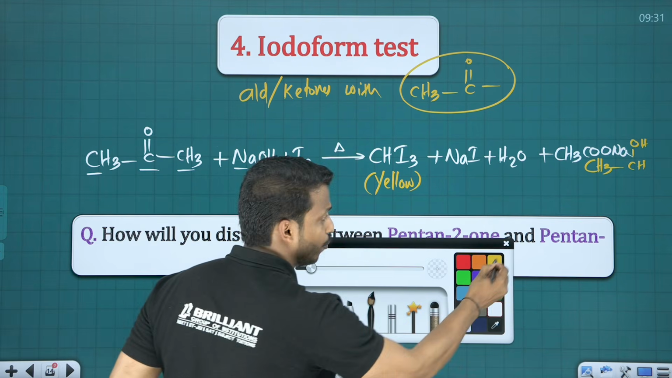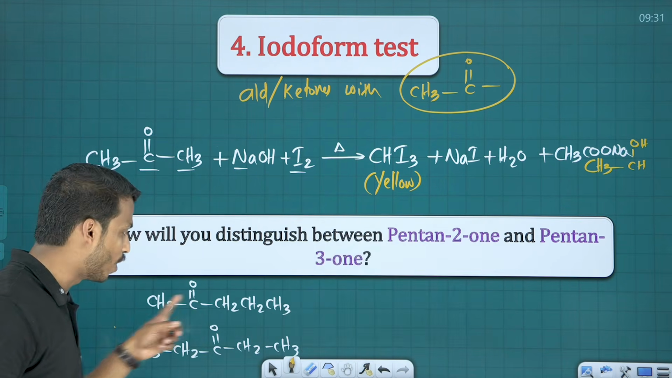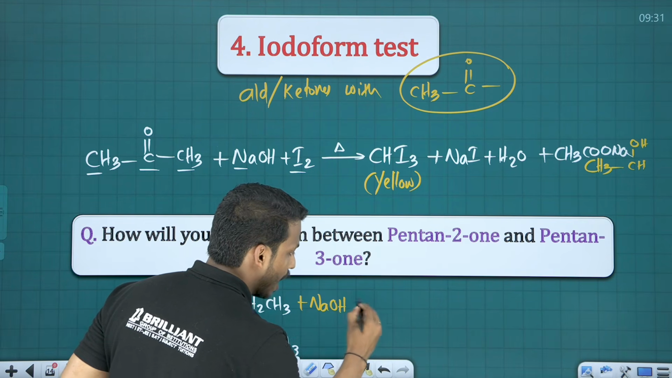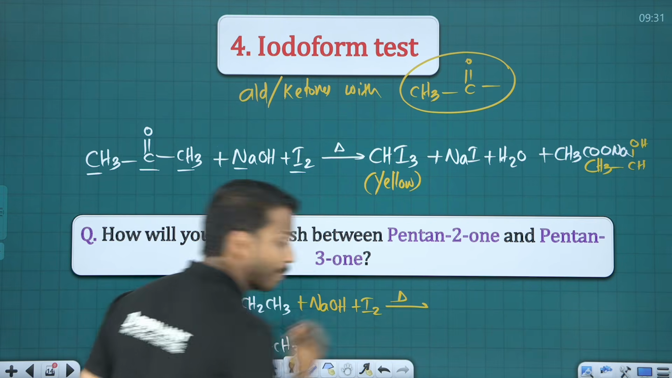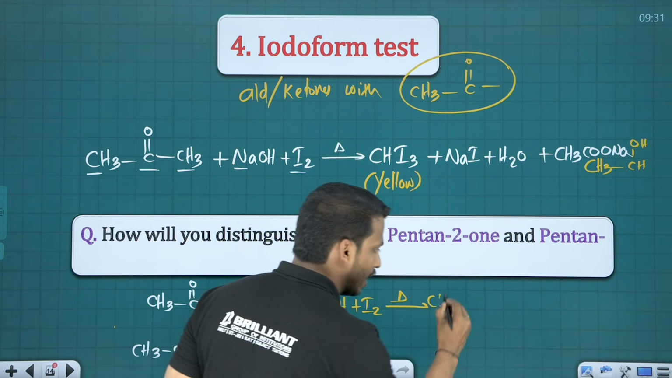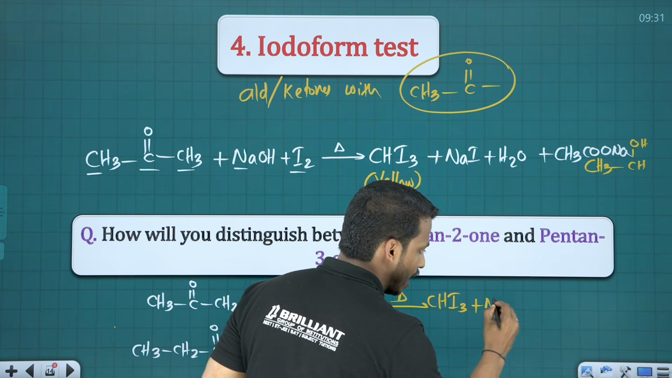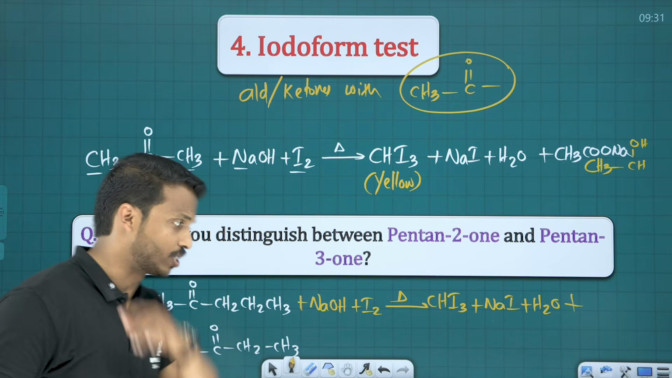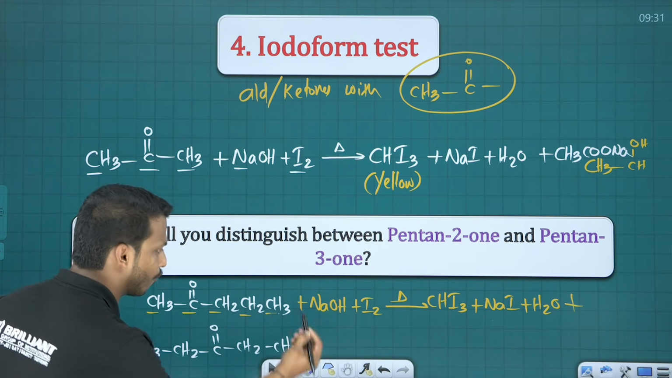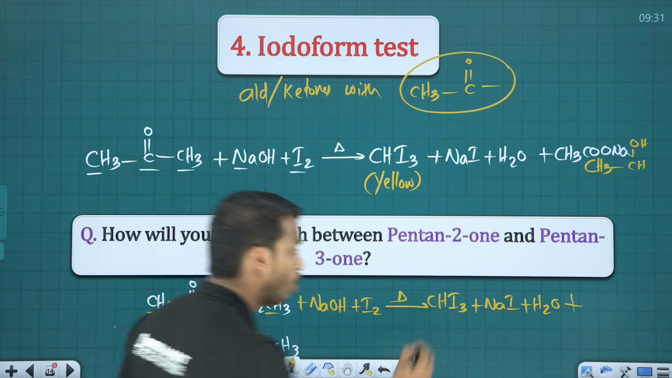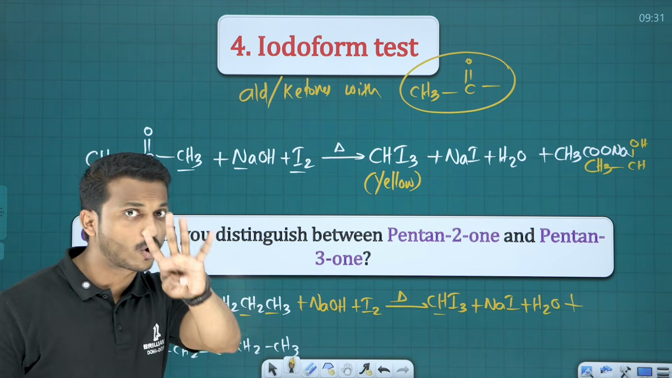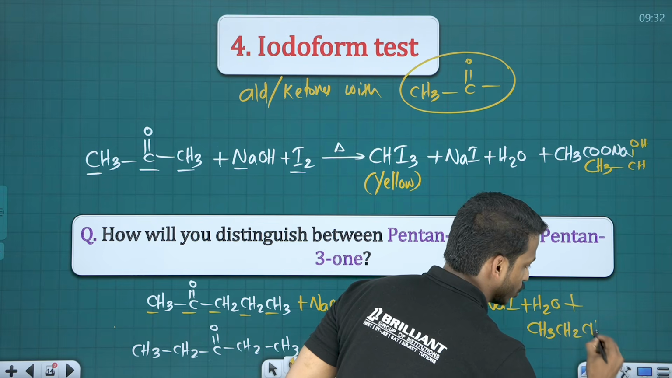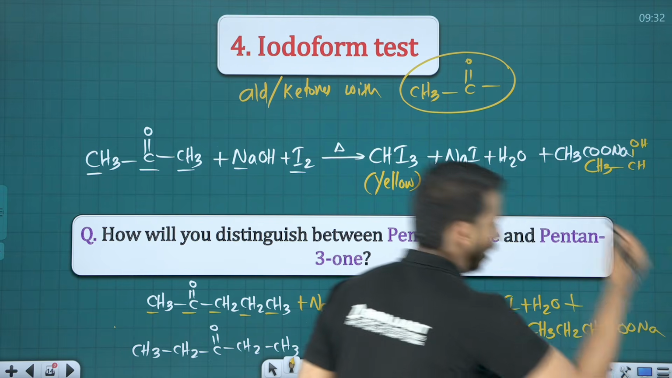Who gives iodoform test? Come on. This pentan-2-one, because it contains that group. Okay, what is the reaction? Take NaOH and iodine, then heat. What happened here? Blindly write the first 3: CHI3, NaI and H2O are common. How to write the last? Total 1, 2, 3, 4, 5. 5 carbons in this compound, only 1 carbon in the product. So 4 carbons missing, right? So write 4 carbon acid. Which one? CH3CH2CH2COONa.